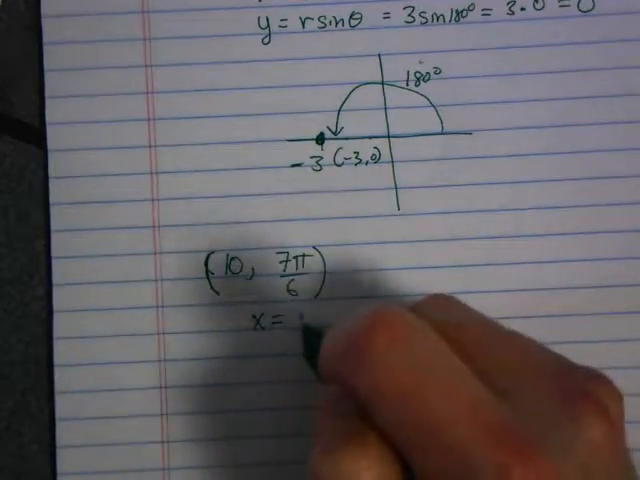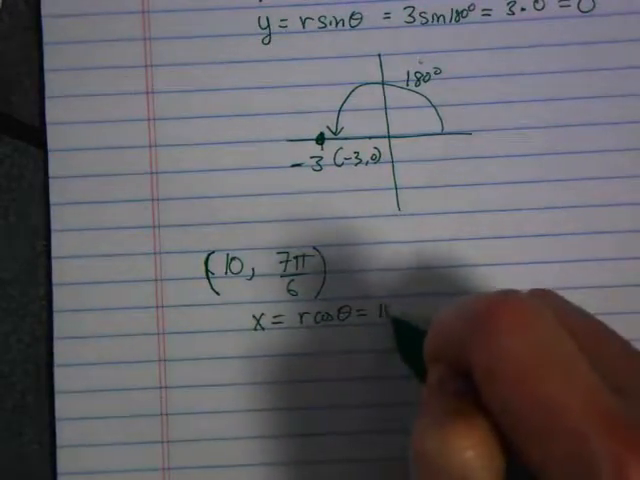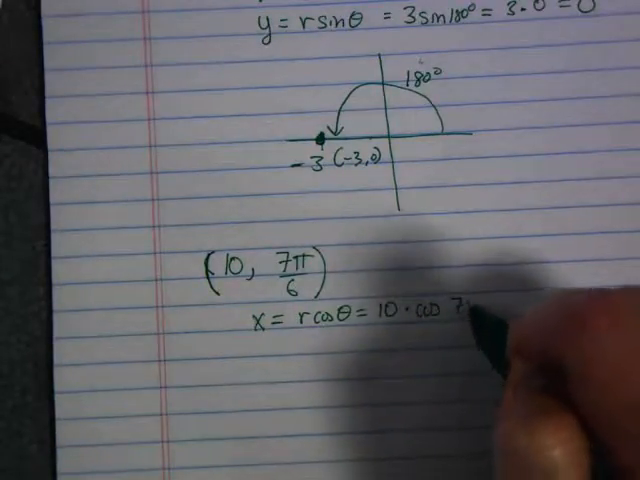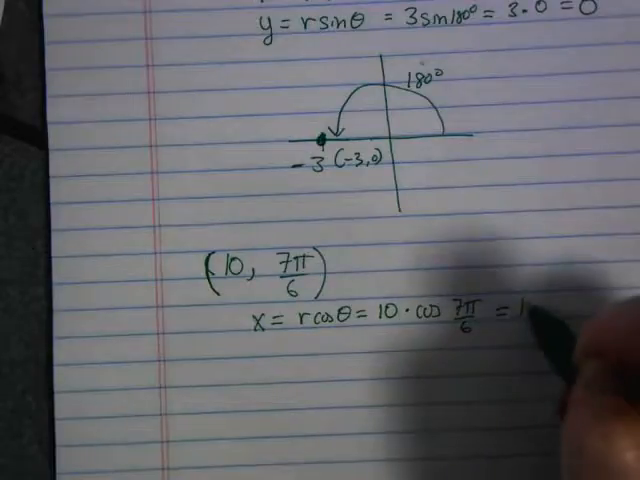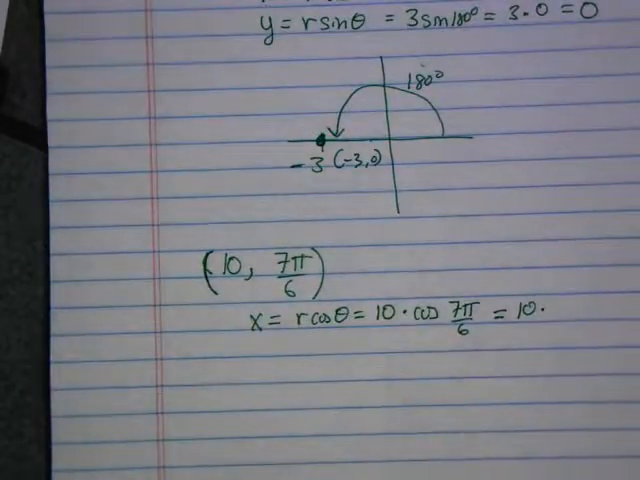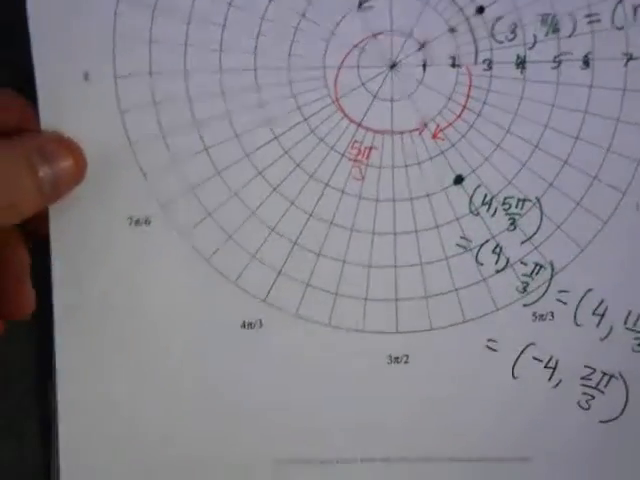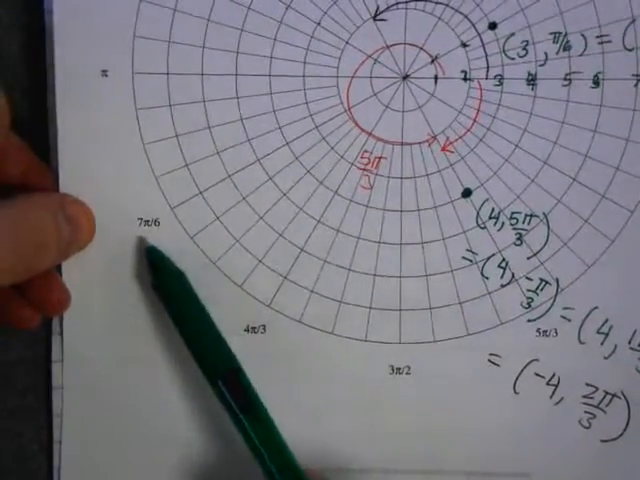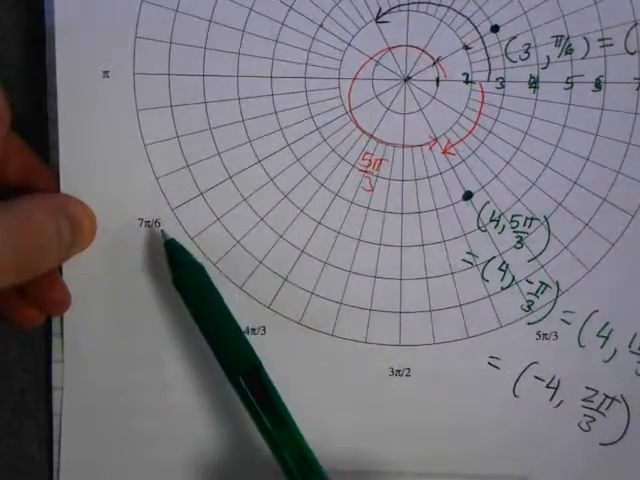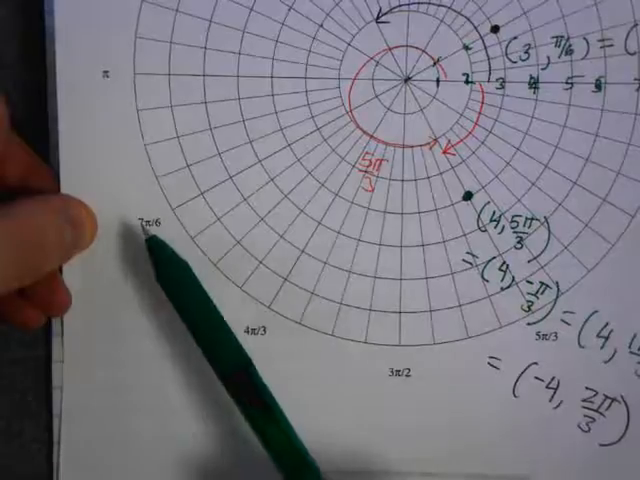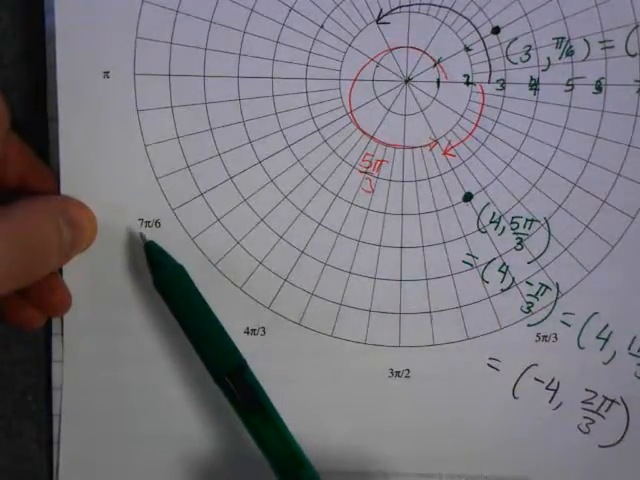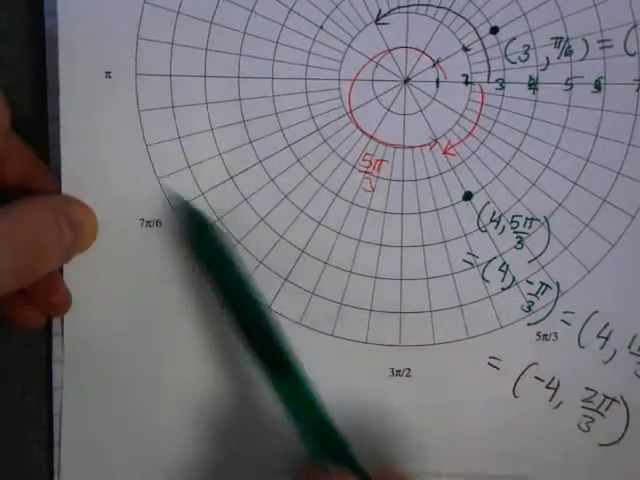X equals r cosine theta. That's going to be 10 times the cosine of 7 pi over 6. What quadrant is that in? Not 2. 3. Why 3? Well, one answer is I looked on the picture, and 7 pi over 6 was over here in quadrant 3. Another answer would be 7 pi over 6 is just a little bit bigger than 6 pi over 6. And 6 pi over 6 is pi, so 7 pi over 6 is just a little bit bigger.